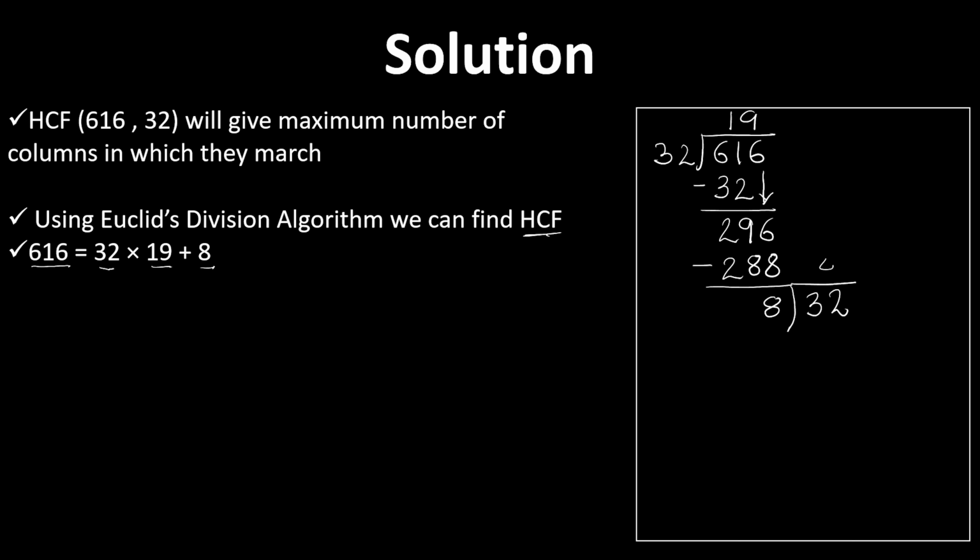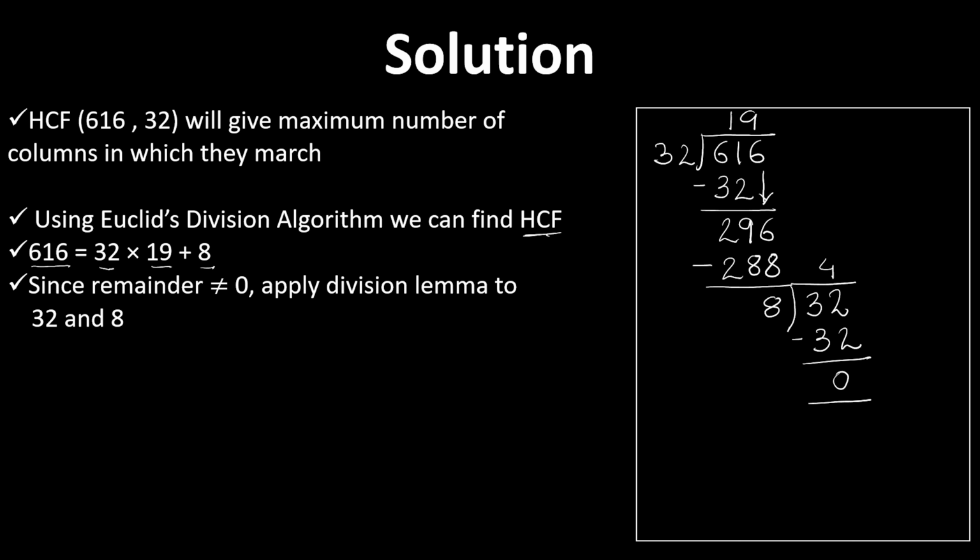So 8 fours are 32 and on subtraction we will get a remainder of 0. So hence we observe that in this step we are getting a remainder of 0. Now since the remainder was not equal to 0 in the previous step, we applied the division lemma to 32 and 8, considering 32 as our dividend and 8 as our divisor. And hence after division we got a remainder of 0. So we will write it down as 32 equals 8 into 4 plus 0. Now here we got the remainder as 0.